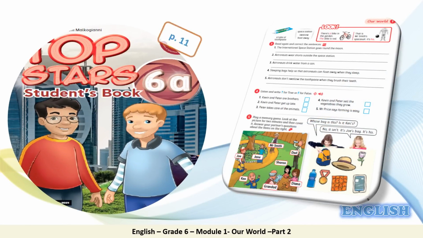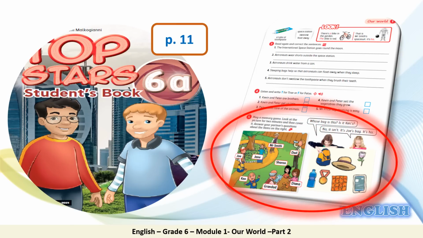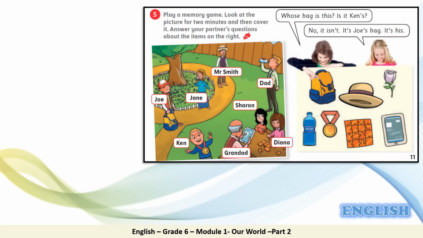Kindly go back to your student's book on page 11 to work on this exercise as the start to achieve the second objective. Exercise 5. Play a memory game. In fact, we're not going to play a memory game. We're going to play another game, which is find the owner. How we play it, we will know now.